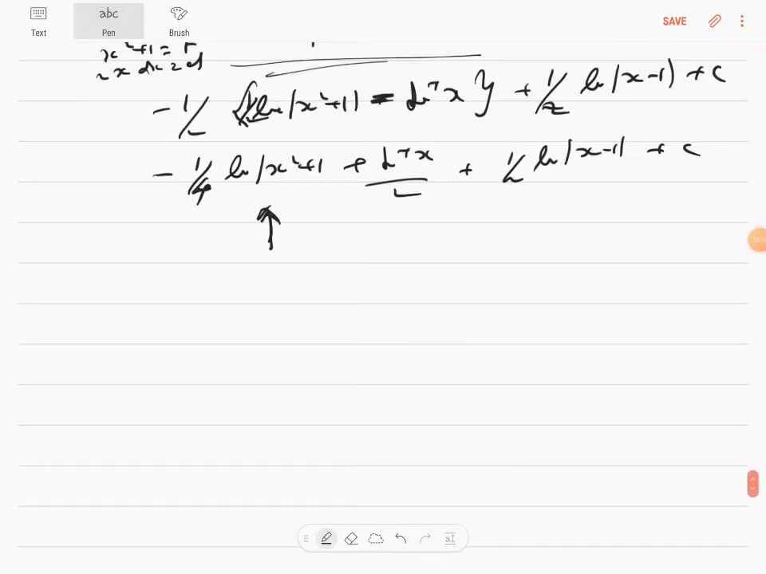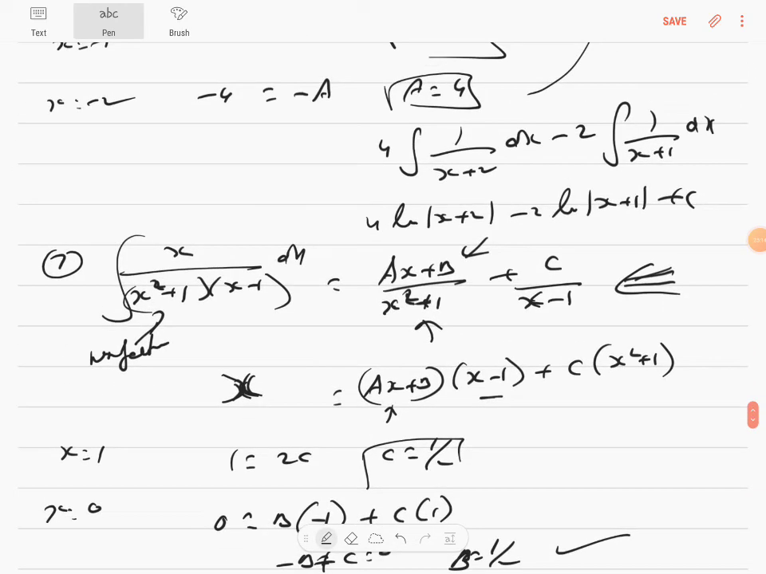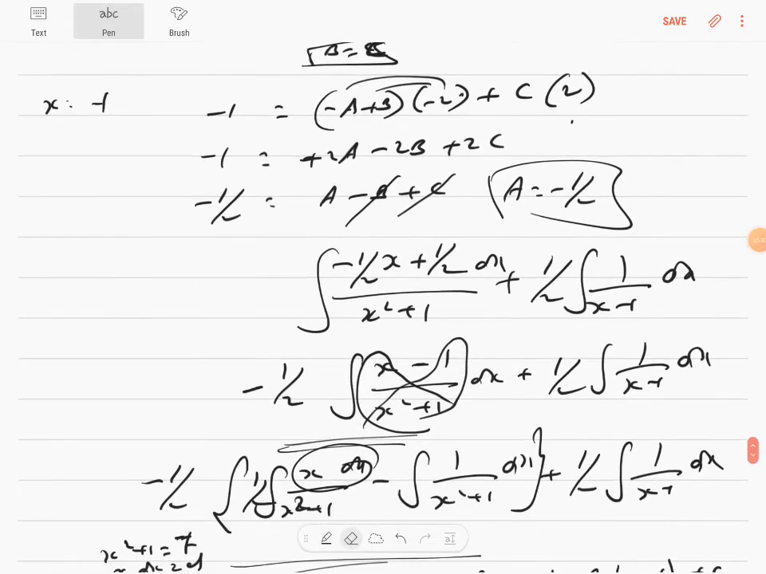Very, very important sum. Okay, so this is when it's non-linear. When it is non-linear and it's non-factorizable, you have to convert it as linear ax plus b. So you can also write it as a by x minus 1 plus bx plus c by x square plus 1. It's up to you how you want it, doesn't matter. Okay, so that's about this sum.